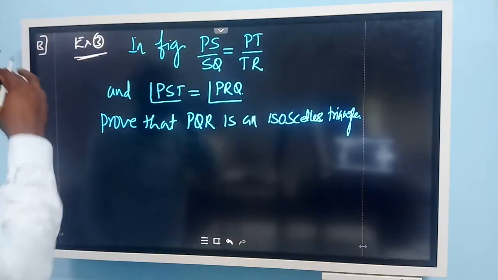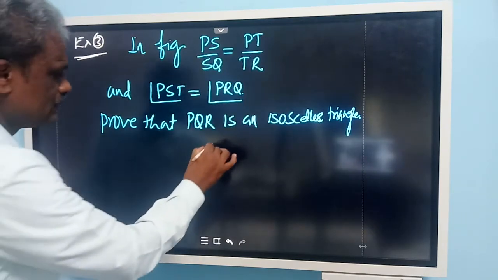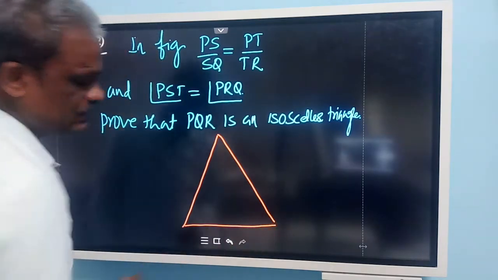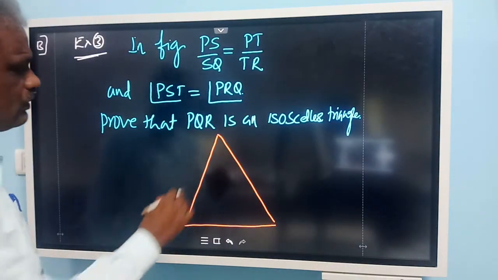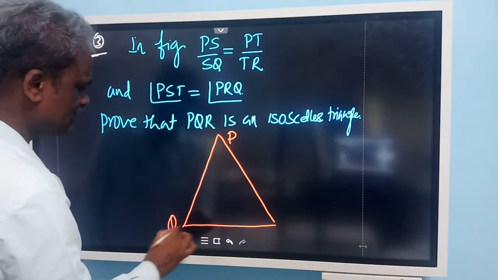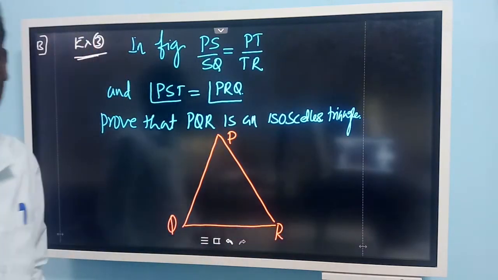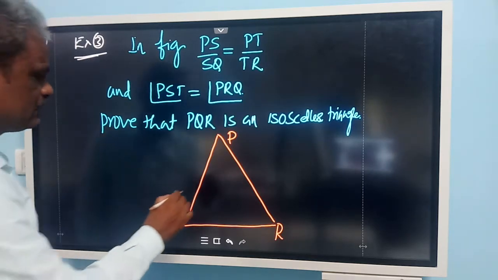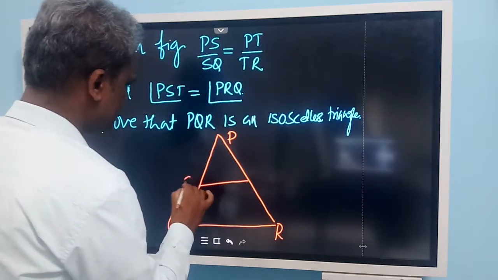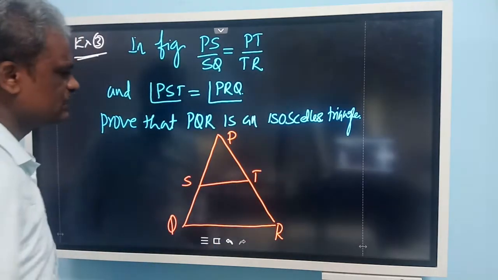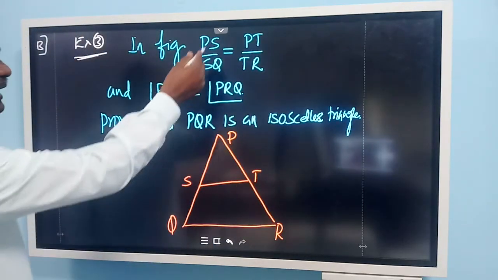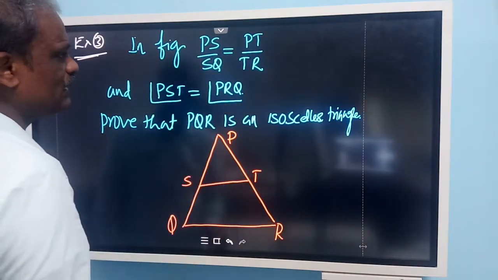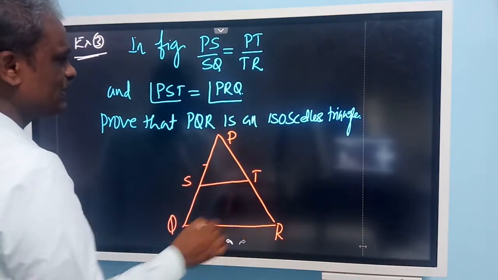So look at this. In the given figure, the figure is like this. This is an isosceles triangle PQR. We have to show that this is an isosceles triangle, that PQ is equal to PR. There is a line here, ST. So this is the given figure. In this figure, PS by SQ is equal to PT by TR. So these two sides are divided in the same ratio.